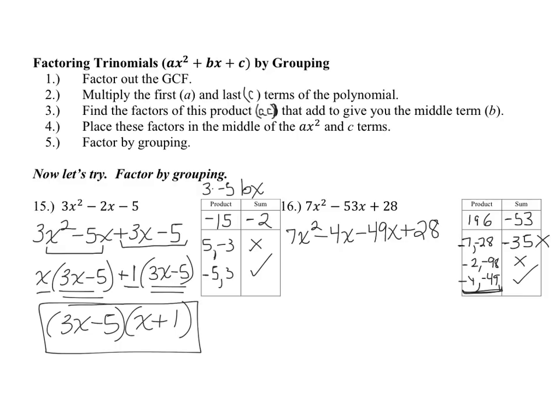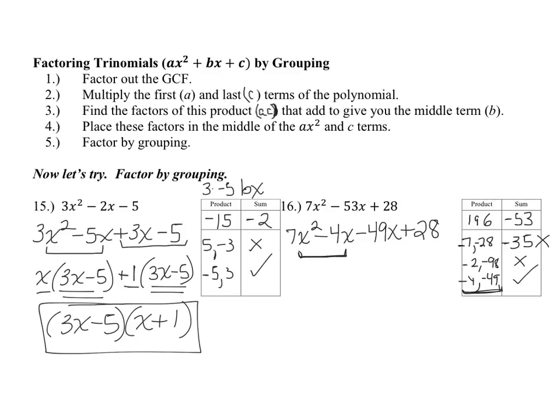I feel like I should also mention right now, it doesn't matter what order you put the negative 4x and the negative 49x in. You could put negative 49x in first and then the negative 4x. Your factors will be the same factors in the end. They'll just be in a different order than mine. So it really doesn't matter what order you put those in because of the commutative property.